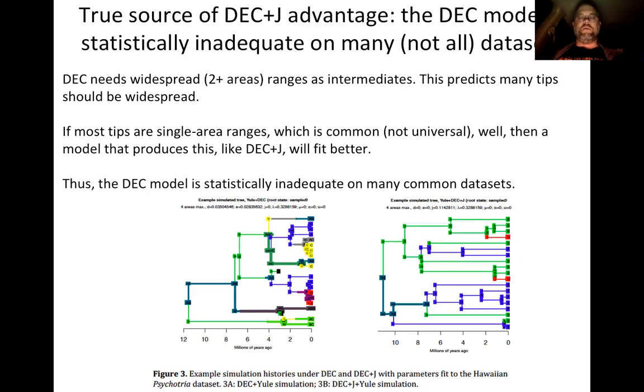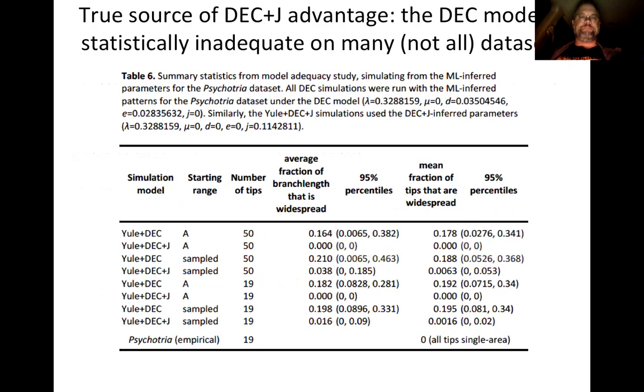If you have a data set where most tips live in single areas, then that DEC model is just going to fit poorly and it's going to be statistically inadequate. And that's why it fits poorly. And any model that can improve on that, like DEC+J, will fit better. If you have a model that predicts states that you don't see, like widespread ranges, and you don't see widespread ranges on a particular data set, then that model won't fit well. That's just science. That's not a bias.